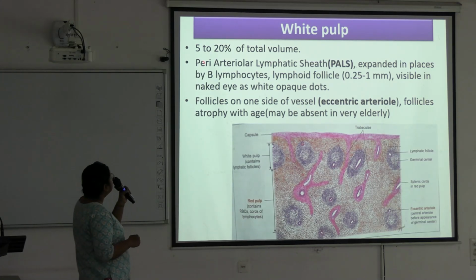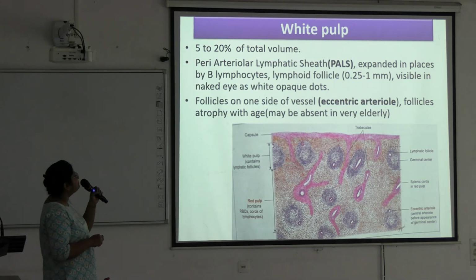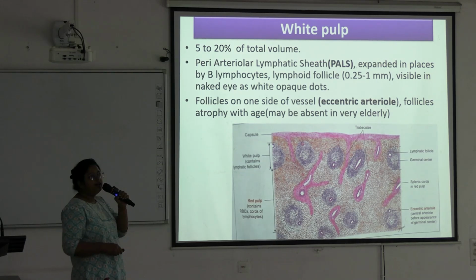White pulp consists of about 5 to 20% of the total volume of the spleen. See these bluish rounded areas, these are the white pulps, and these areas are the red pulp. These are the sections of trabeculae containing the vessels, and this is the capsule. From here the trabeculae are arising.